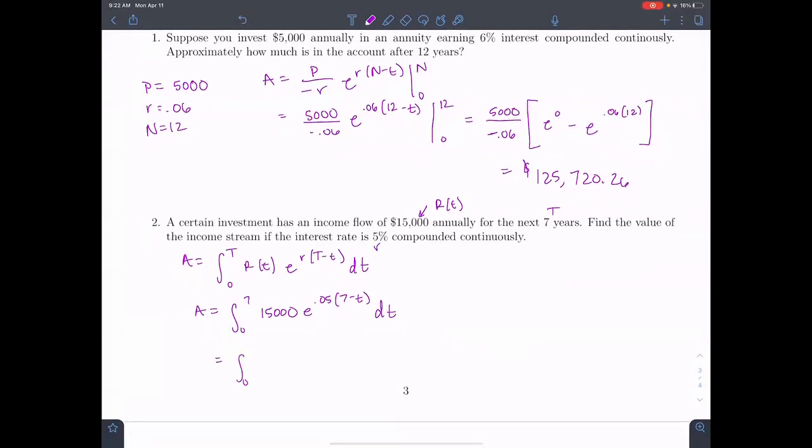So this is the integral from 0. I'm going to do 15,000 on the outside, sorry. 15,000 on the outside. The integral from 0 to 7 of e to the 0.35 minus 0.05t dt. And then doing that same sort of u substitution thing, this is going to give me 15,000 divided by negative 0.05 e to the 0.35 minus 0.05t. This is evaluated from 0 to 7.